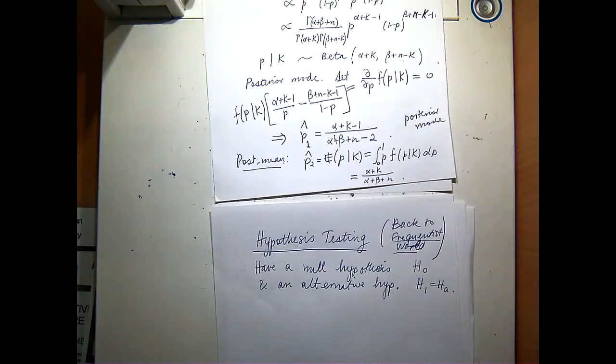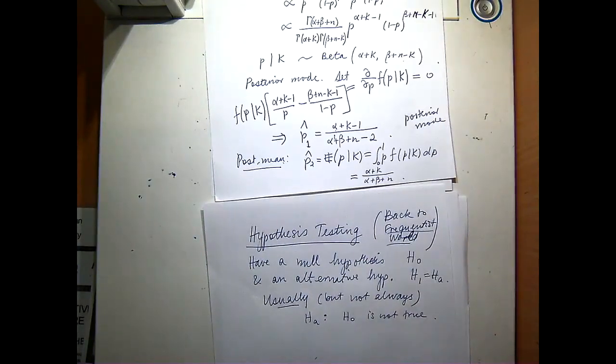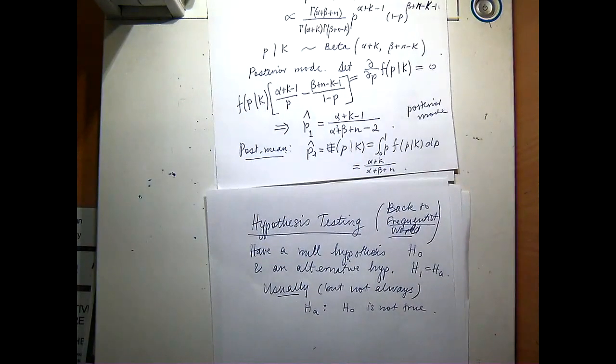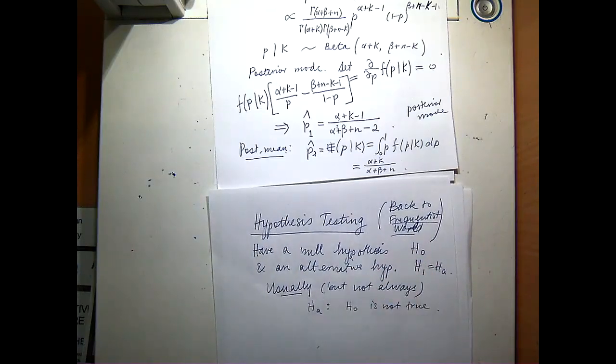So I'll just say usually, but not always, HA is the same as saying that H0 is not true. The not always relates mostly to the one-sided case. But usually we're just looking for evidence against the null hypothesis. Now, one thing that we're not looking for is evidence against the alternative hypothesis.